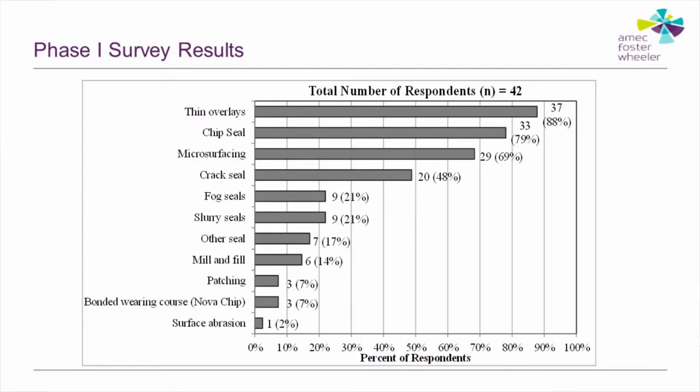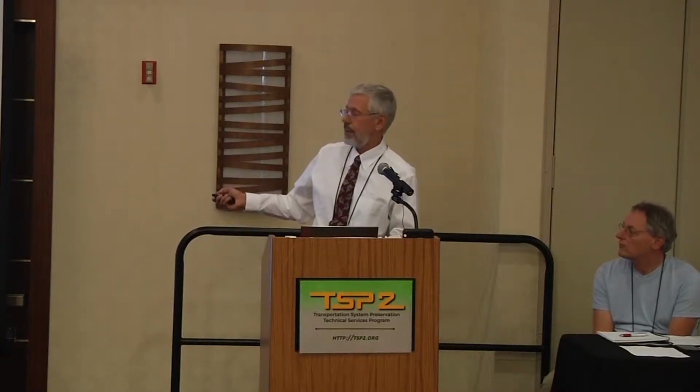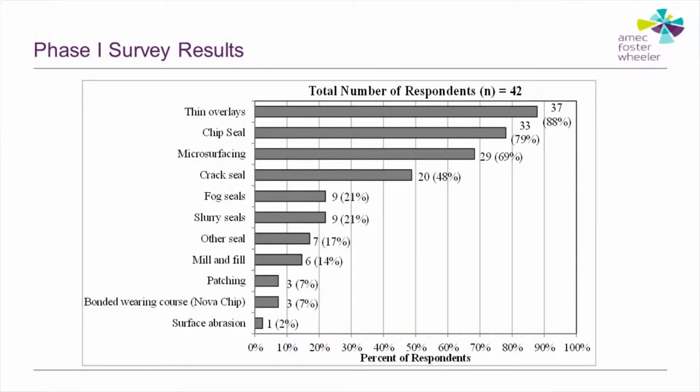This happens to be common. What are the more common preservation treatments? You'll notice that in the case of asphalt treatments, by far, thin overlays, 88% of the 42 agencies that responded use it, followed by chip seals, 79%, and microsurfacing. That's important because those are the treatments that we focused on in terms of validating the performance measures.